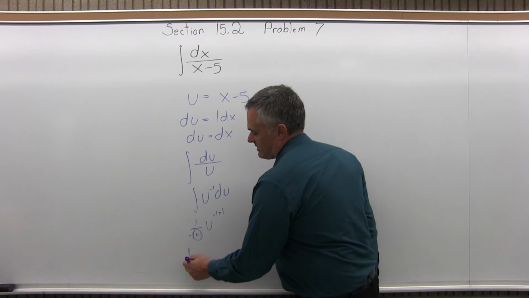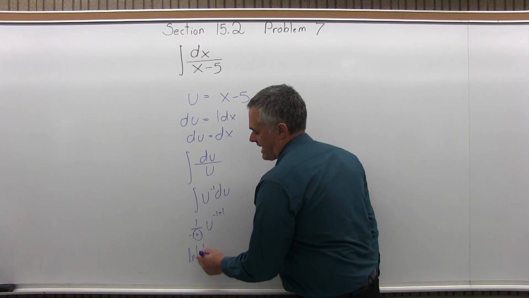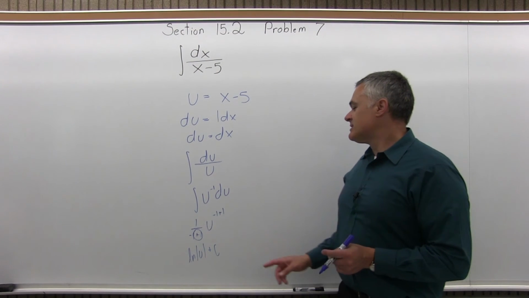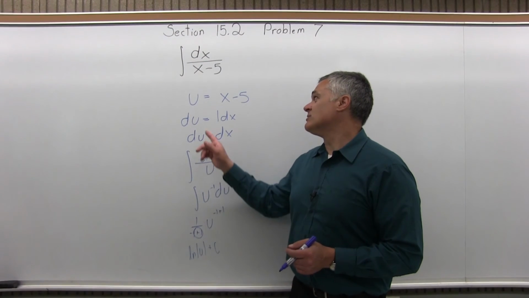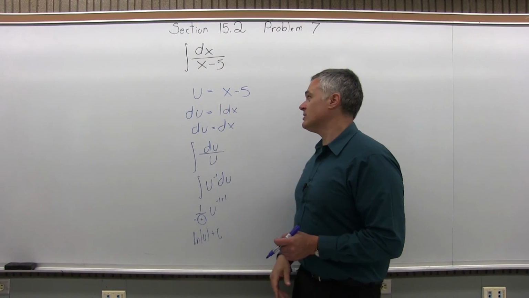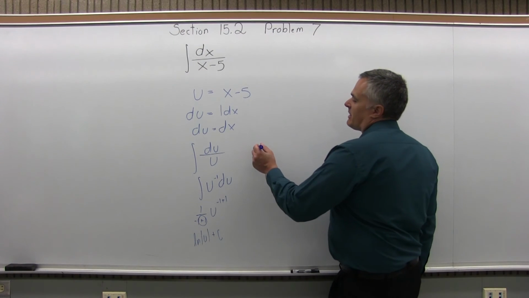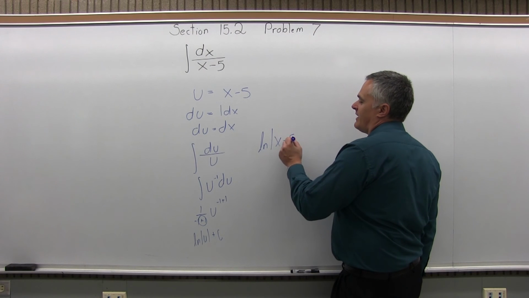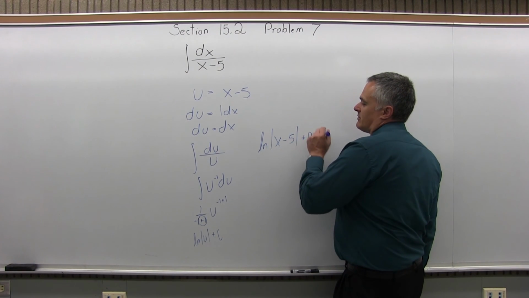So the answer would be the natural log of the absolute value of u plus a constant. And again, because the original question wasn't asked in terms of u, you have to put it back to x. I know what u is equal to. It's equal to x minus 5. So my final answer will be the natural log of the absolute value of x minus 5 plus some constant.